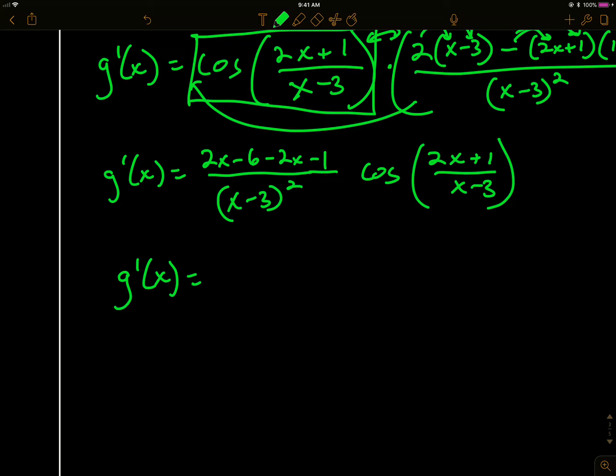So the 2x minus the 2x is 0. So I get negative 7 over (x minus 3) squared times the cosine of 2x plus 1 over x minus 3.